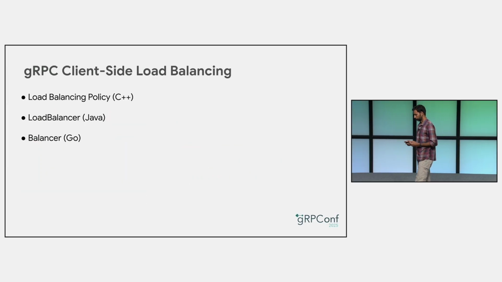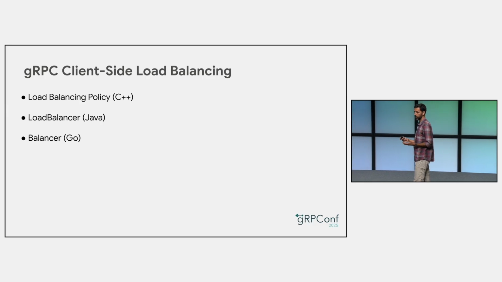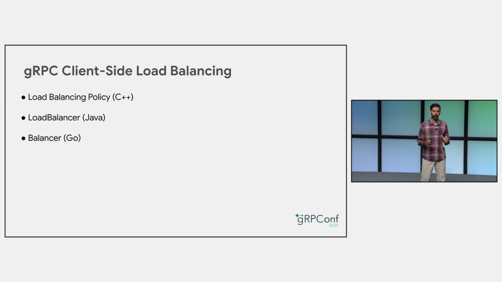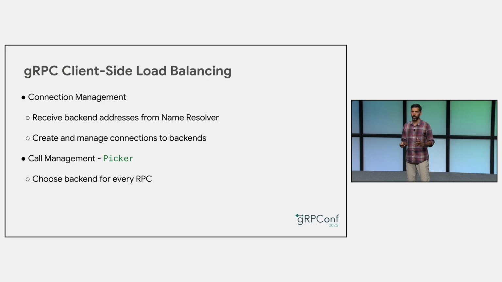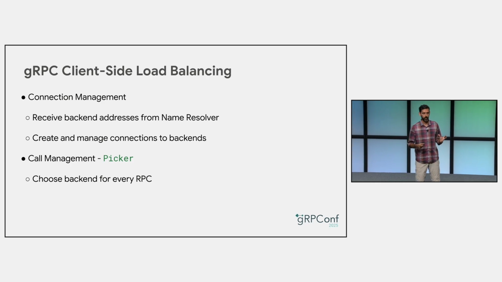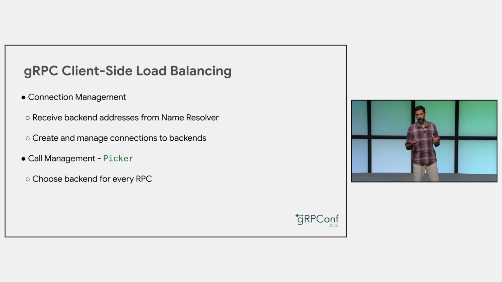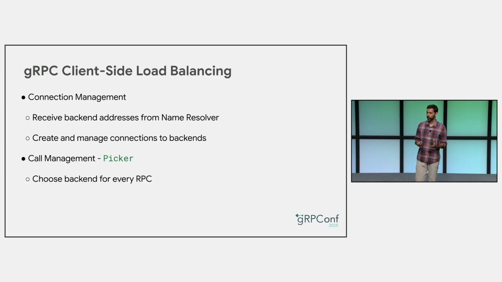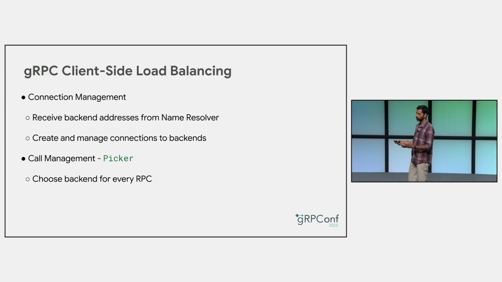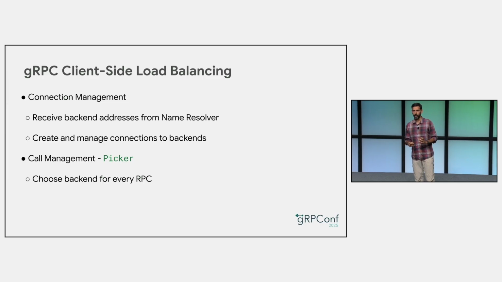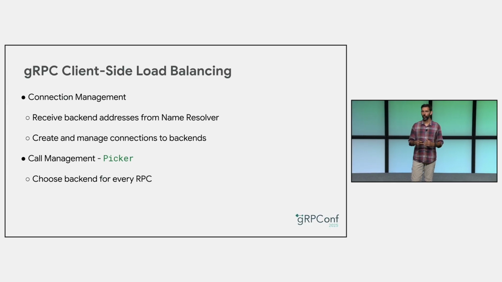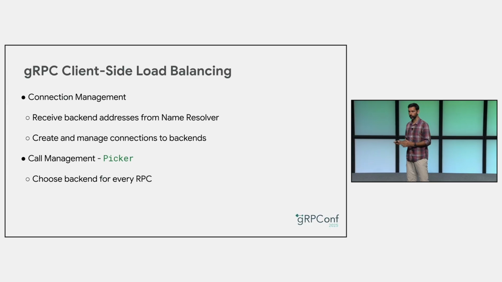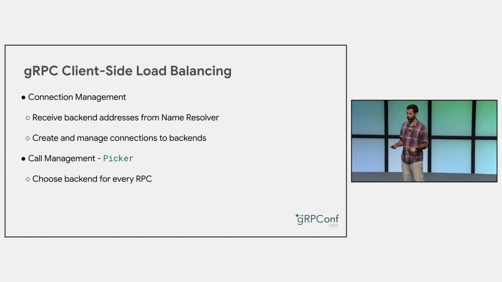The component that performs load balancing in gRPC is known by different names in the different languages, but we'll stick to mostly load balancing policy or LB policy in this talk. An LB policy consists of two major components: the connection management component and the call management component. The connection management component receives backend addresses from the name resolver and is responsible for creating and managing connections to the backends. The call management component, or what we call the picker in gRPC terminology, is invoked on a per request basis and is responsible for selecting a backend to use for that particular RPC.